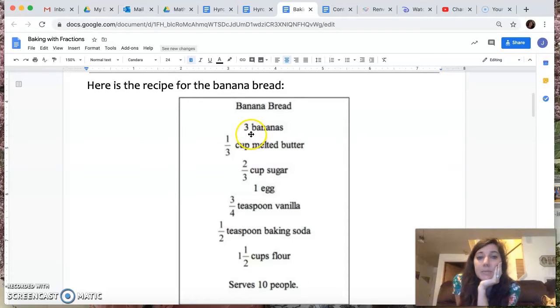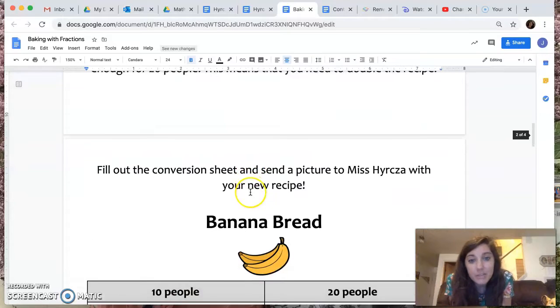But in this case, I would be like, okay, so 3 bananas plus 3 bananas is 6 bananas. So I'll actually need 6 bananas if I'm doubling it. 1/3 cup of melted butter, I need 1/3 plus 1/3 cups of melted butter. So that would be 2/3 cup of melted butter. So that's what I want you to do to convert the banana bread recipe.